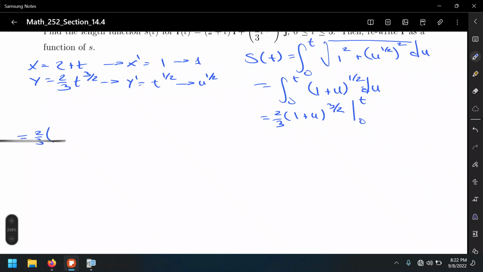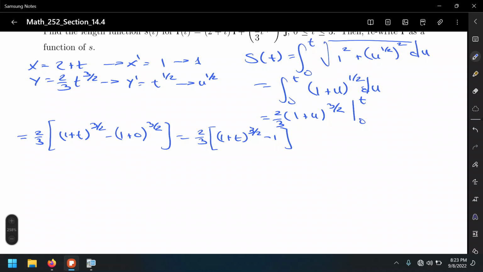Upper limit, which is 2/3 times 1 plus t to the 3/2, minus 1 plus 0 to the 3/2. So 1 plus t is just 1 plus t, to the 3/2, minus 1 plus 0, which is 1, and 1 to the 3/2 is 1. So this is our s, which is our arc length parameter. So what's next from here?